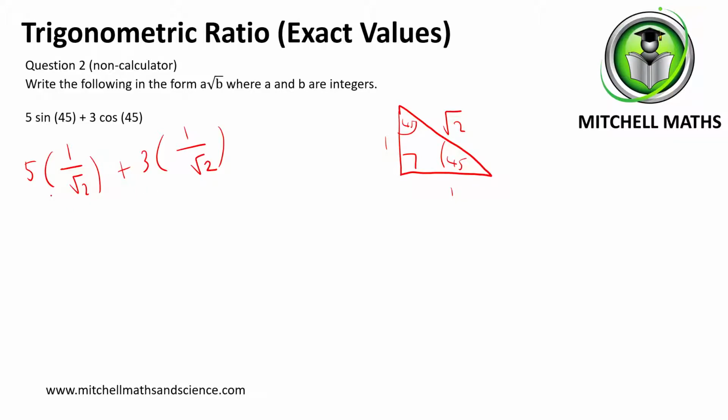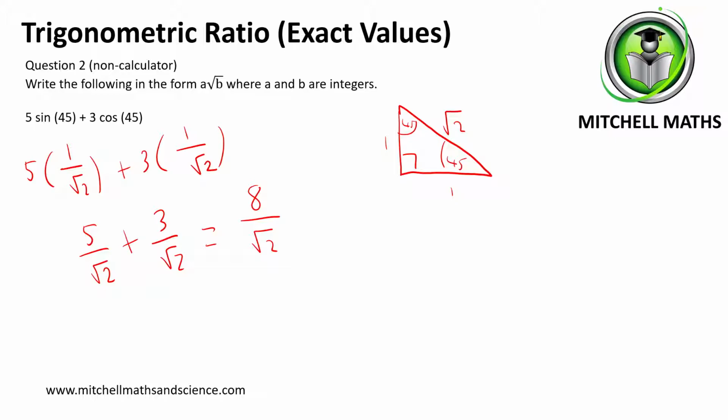And if I multiply those values by 5 and 3, I'll get 5 over root 2 plus 3 over root 2. Well, the denominator is the same, so I can add the fractions, which will give me 8 over root 2. And the thing is, the question asked me to give it in the form of A square root B. And at the moment, the square root is on the bottom of the fraction.